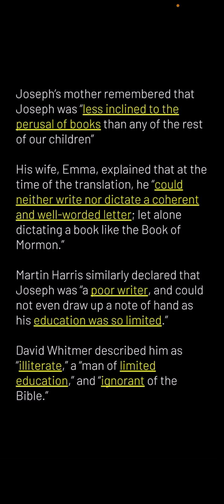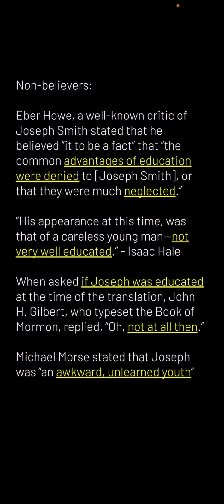These are words contemporaries used to describe Joseph. Less inclined to the perusal of books, could neither write nor dictate a coherent letter, a poor writer, limited education, illiterate, ignorant. Non-believers even use words like, advantages of education were denied or neglected, not well educated, awkward, unlearned youth.